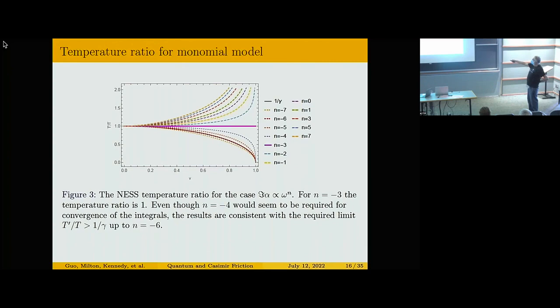It should not exceed the Einstein-Planck temperature, which is 1 over gamma, which is the dark curve, which is exactly coincident with the n equals minus 6 curve. N equals minus 7, therefore, is excluded. Now, of course, whether that makes sense is something else again.